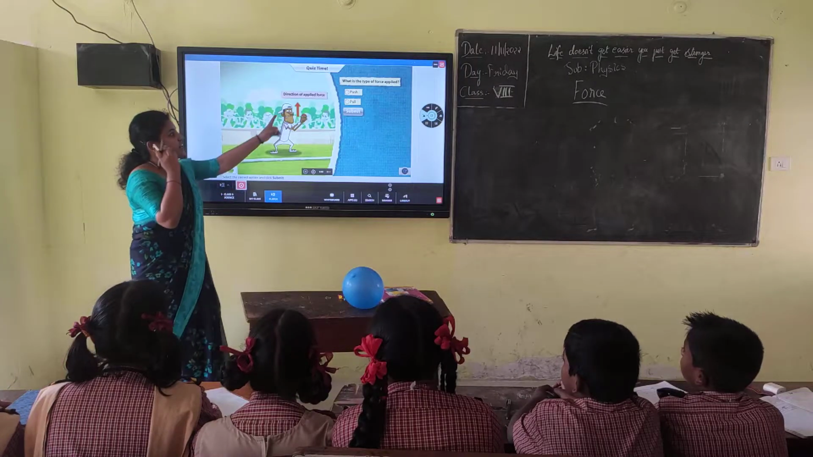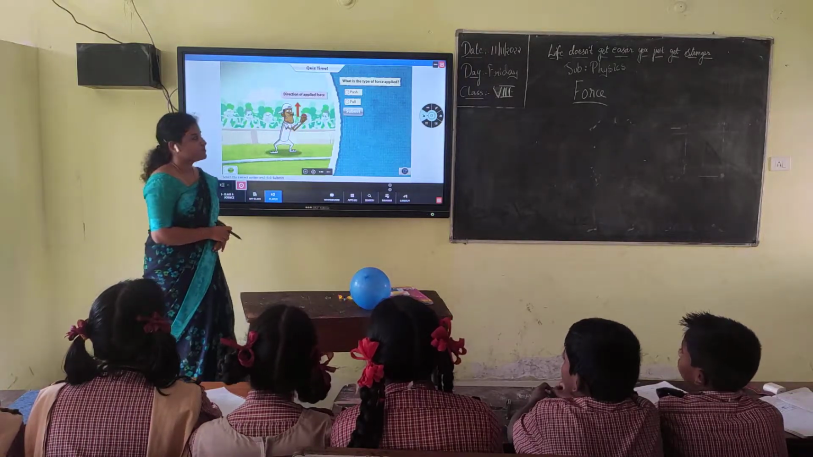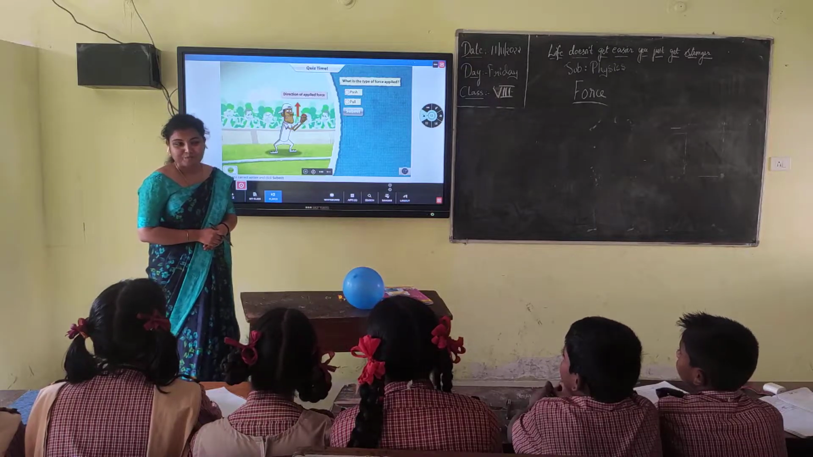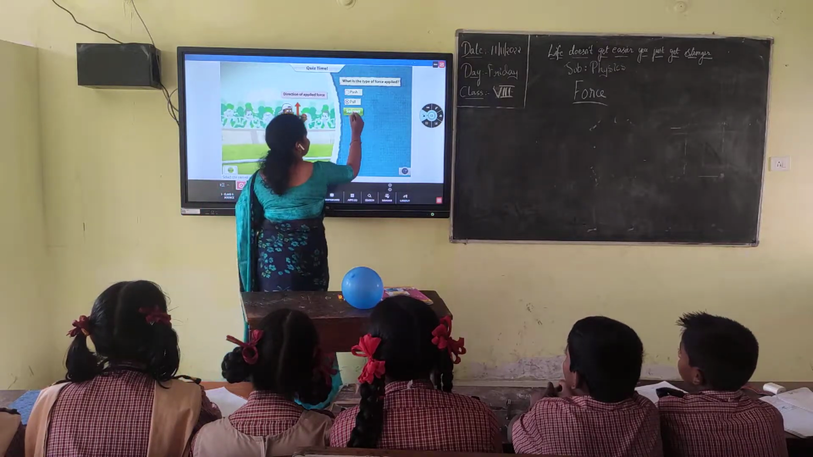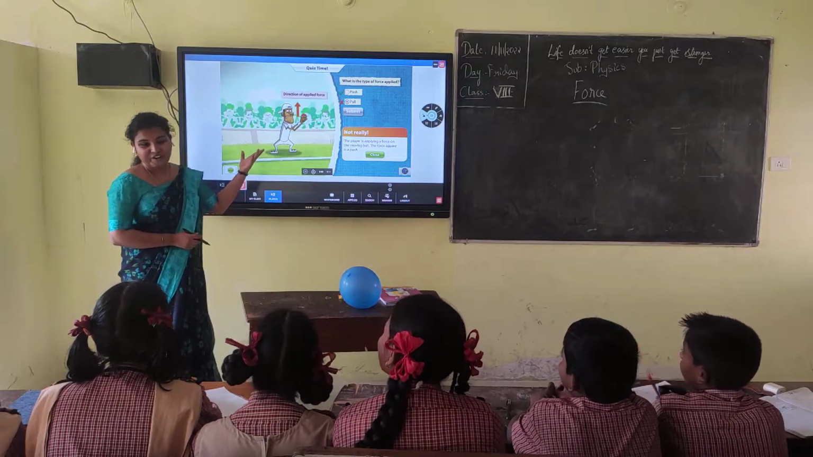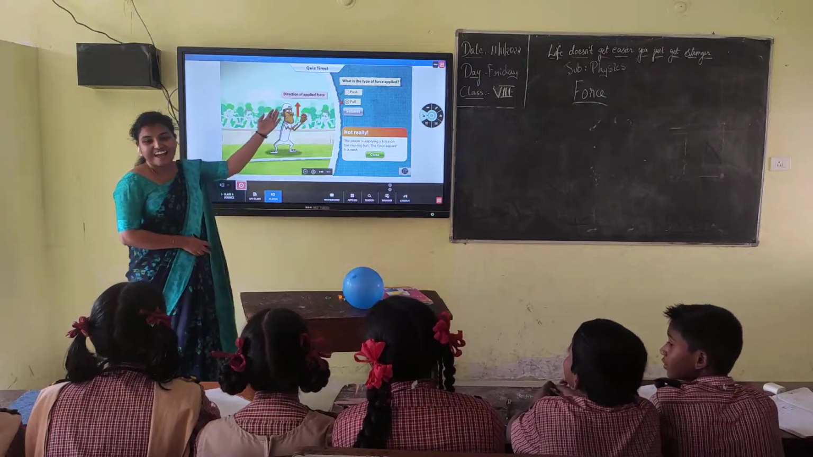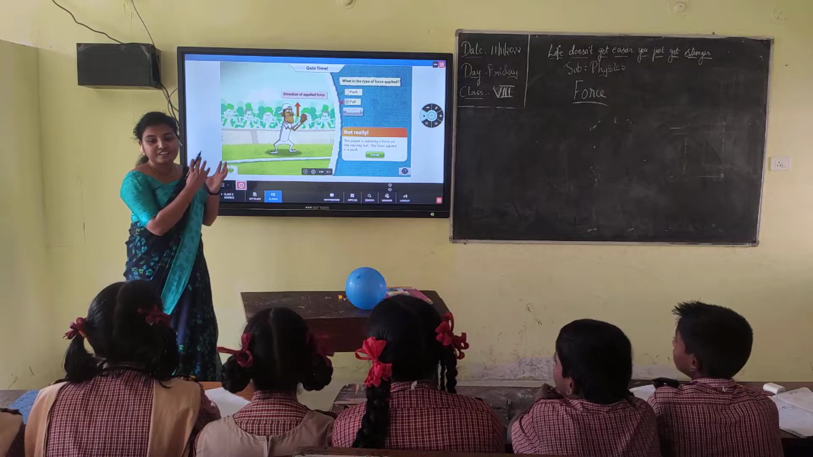Here, what have we done? Push or pull? Push. Let us check. Not really, it is wrong. The player is applying a force on the ball. The force applied is a push.